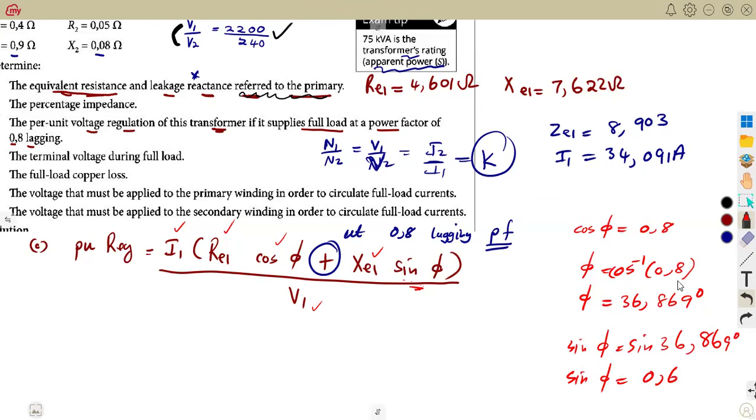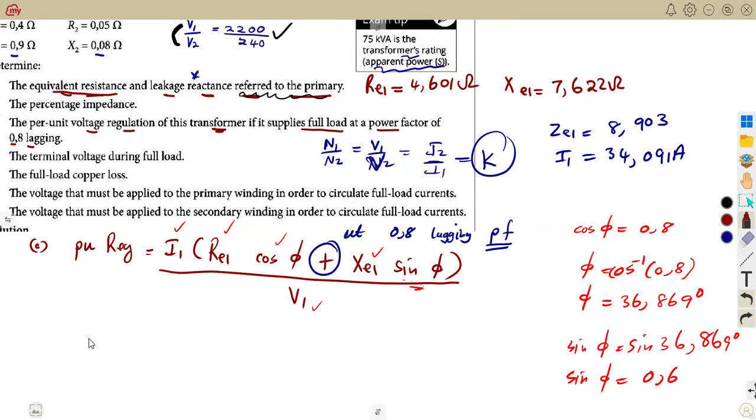So I just encourage you, as the answer is on your calculator, just write sine of the answer on your calculator. Okay? I think I presented this in our introduction, so I hope you understand what I'm trying to say there. That's per unit regulation.